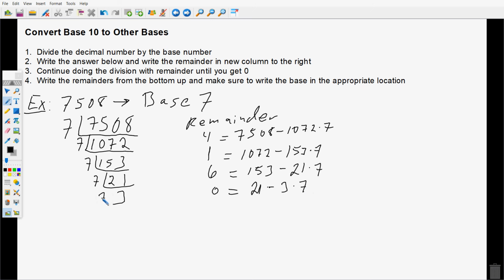Divide by 7 again. How many times does 7 go into 3? 0. So what's the remainder of 7 going into 3? That's 3 itself. And you can get this number in two ways. First way, whatever would be right above 0 will end up going there. The second way, if you keep following the process, you take 3, the previous answer, minus 0 times 7, that will still give you 3.